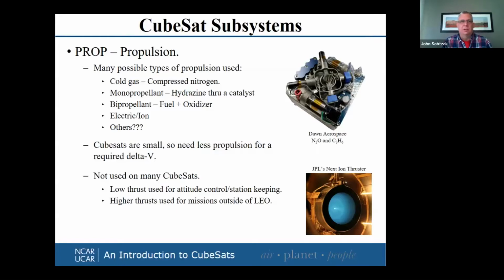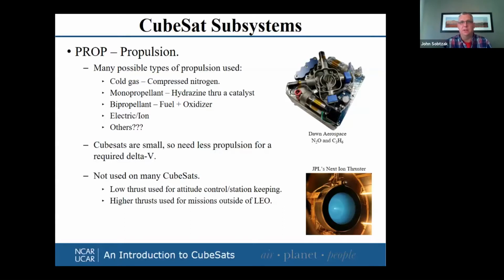There are lots of different types of propulsion out there. As simple as cold gas, where you could compress nitrogen, for example, and then just spray that out and use that as a thrust mechanism. Monopropellant, where hydrazine is very common. Hydrazine is a fluid that when you run it through the catalyst inside the nozzle, it ignites. And then bipropellant, which most people will know is a fuel and an oxidizer.